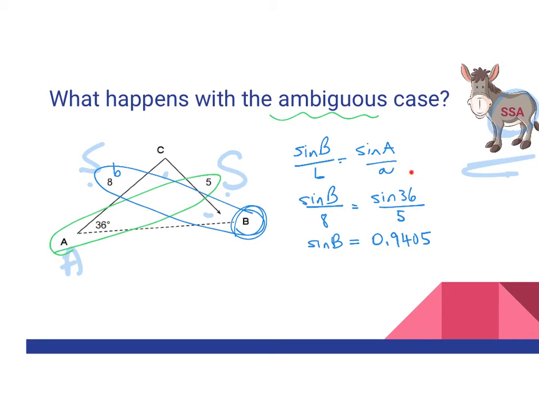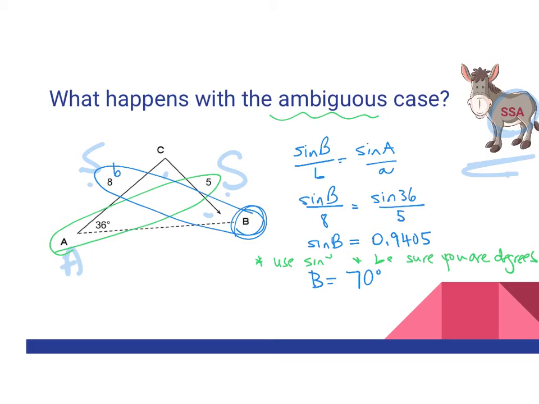I plug this into my calculator and I end up with sine B equals 0.9405. So far so good. Let's use the inverse sine. I used my sine inverse and I made sure that my calculator was in degrees, and I end up with the angle being 70 degrees. So this looks just like everything else that we've done.